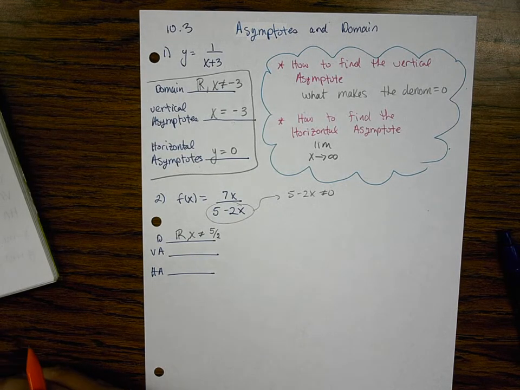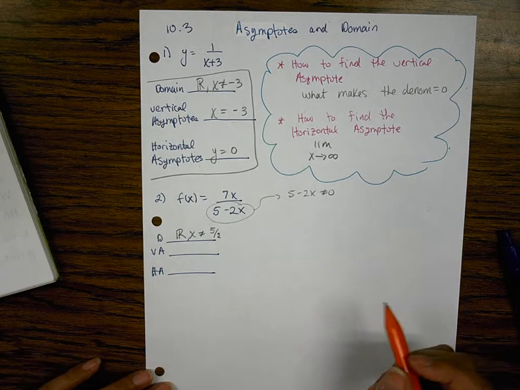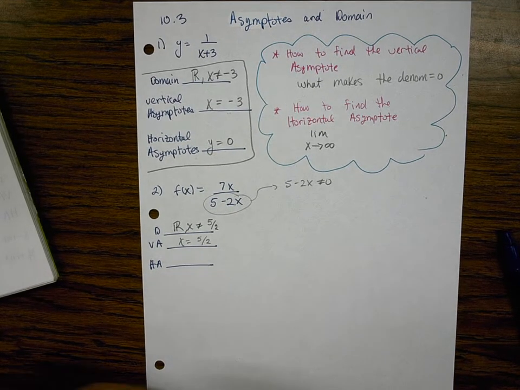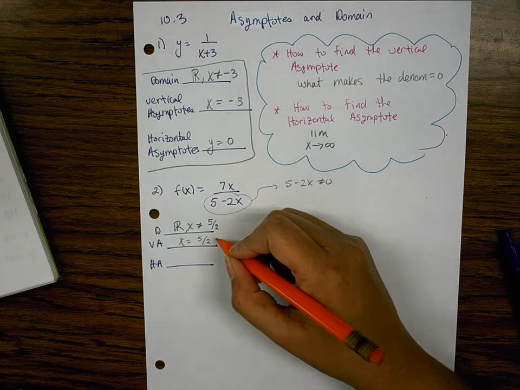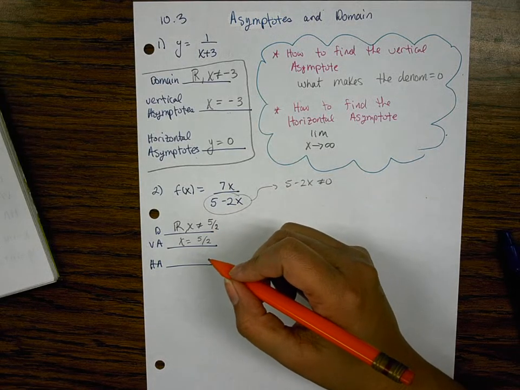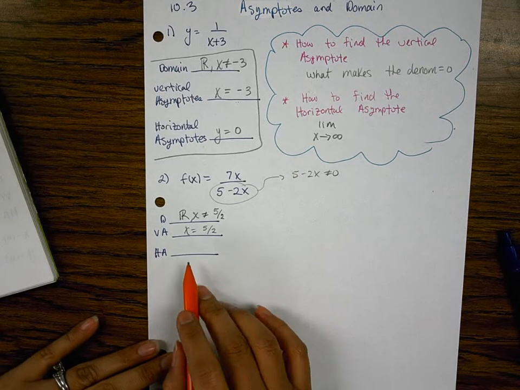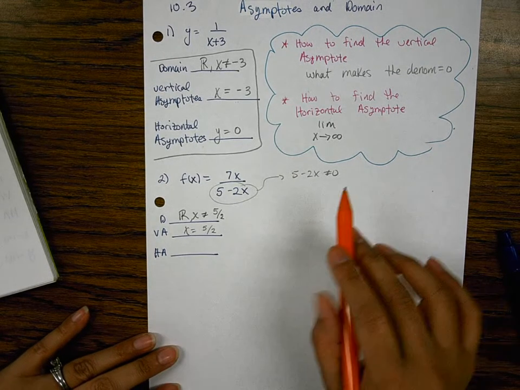Horizontal asymptote, vertical asymptote. What makes the bottom 0? We just figured that out. X equals. Kids often ask, are these two always the same? Most of the time, but not always. We will see an instance where it's not. It will be coming up in just a little bit.